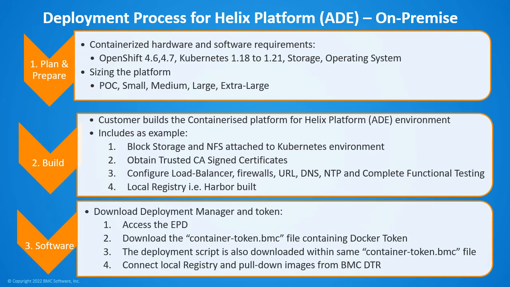Step 3, download the deployment manager and token. You will access the EPD site, download the containers.bmc.com file containing the token. You will download the deployment script within the same containers customer token.bmc file, and when you execute the script, you will connect to the local registry or containers.bmc.com to install the software.